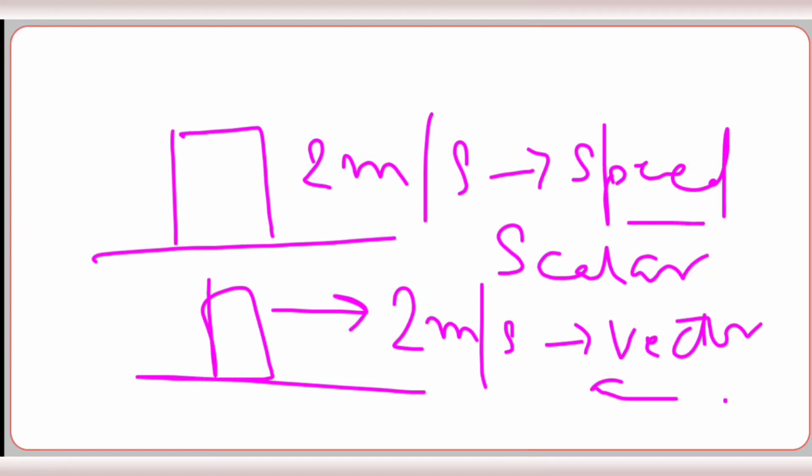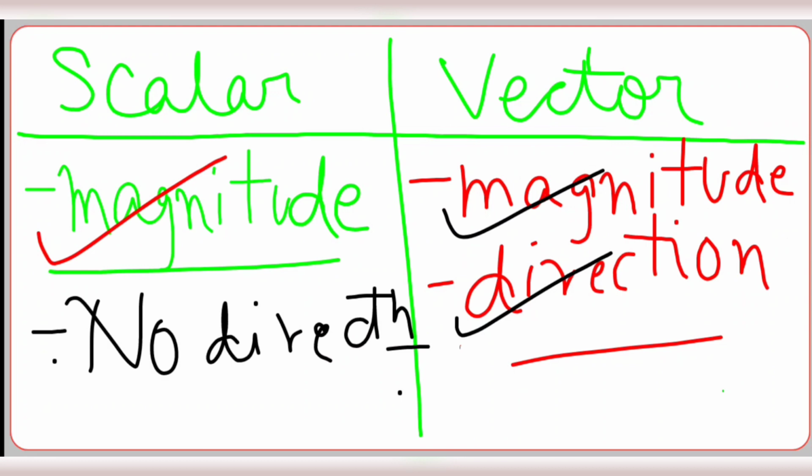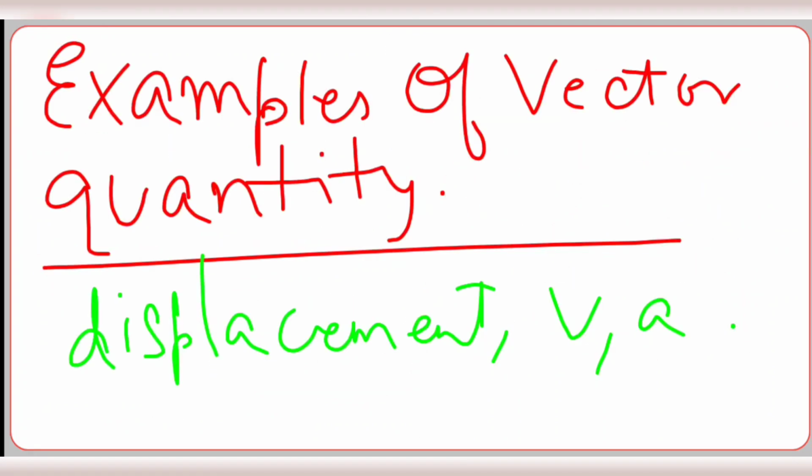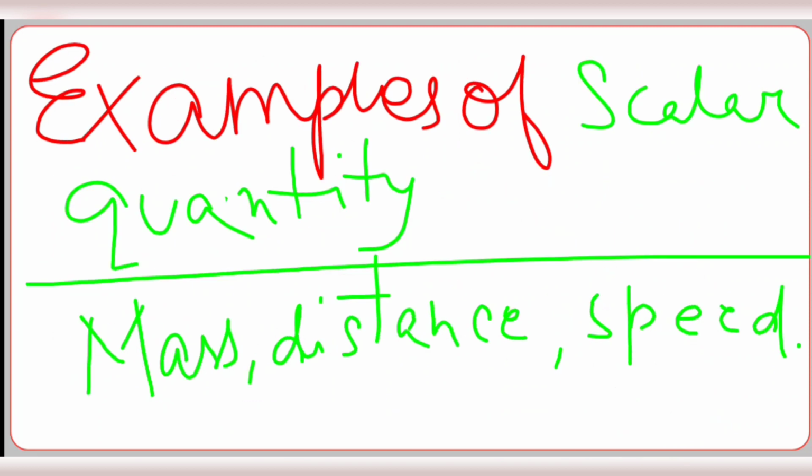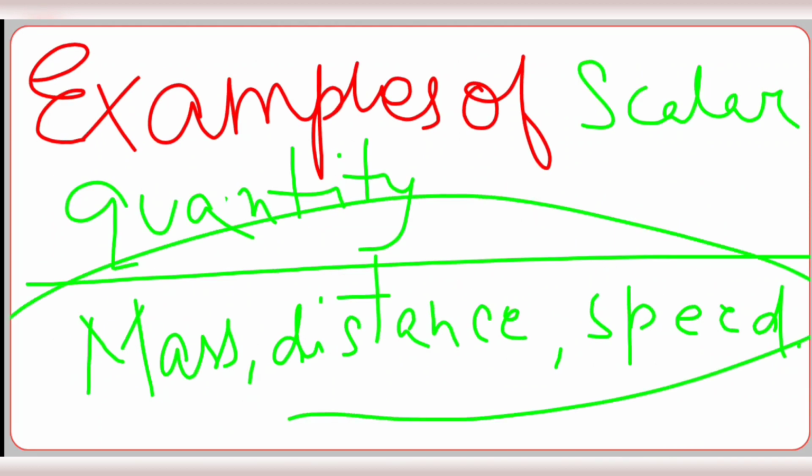So here we get to know that in a scalar quantity we have only the magnitude and no direction, but in a vector quantity we have both the magnitude and the direction. Some examples of vector quantities are displacement, velocity, acceleration, etc. All the quantities which have direction are vector quantities, and the rest which have only magnitude, like mass, distance, speed, etc., are scalar quantities.